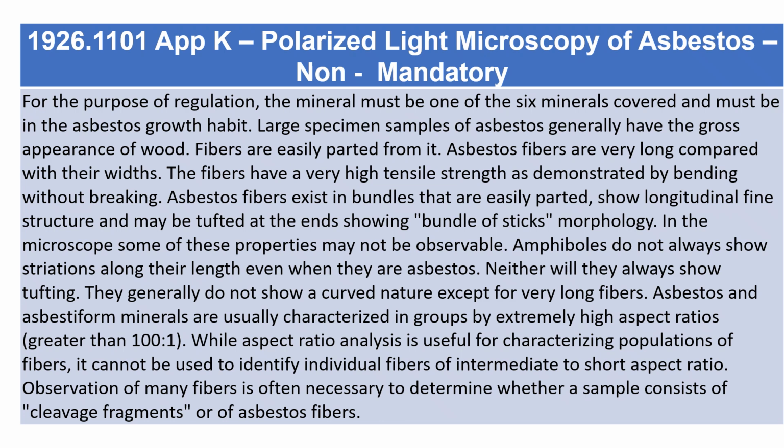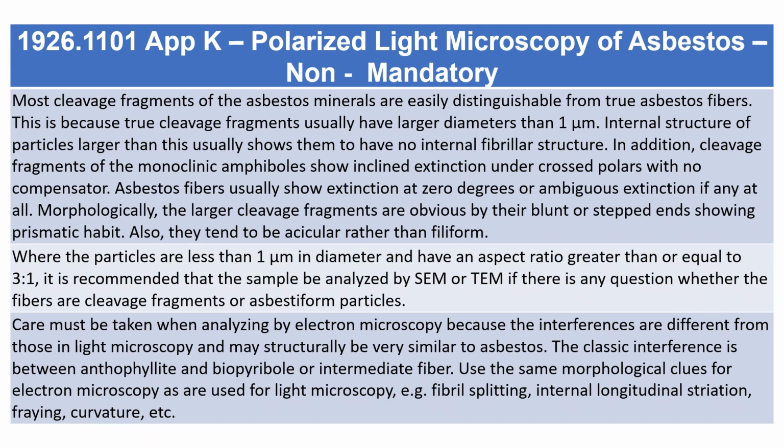Observation of many fibers is often necessary to determine whether a sample consists of cleavage fragments or of asbestos fibers. Most cleavage fragments of the asbestos minerals are easily distinguishable from true asbestos fibers. This is because true cleavage fragments usually have larger diameters than 1 µm. Internal structure of particles larger than this usually shows them to have no internal fibrillar structure. In addition, cleavage fragments of the monoclinic amphiboles show inclined extinction under crossed polars with no compensator. Asbestos fibers usually show extinction at 0 degrees or ambiguous extinction if any at all.